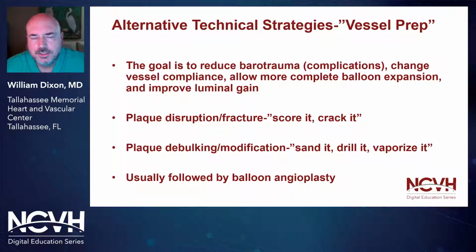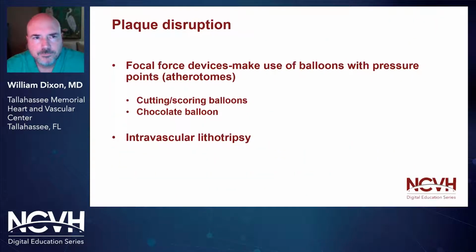One is to disrupt or fracture the plaque, score it or crack it, so to speak. The other strategy is to debulk or modify that plaque. So we can sand it, we can drill it out, we can vaporize it. Both of these strategies are usually followed by standard balloon angioplasty once you've modified the vessel.